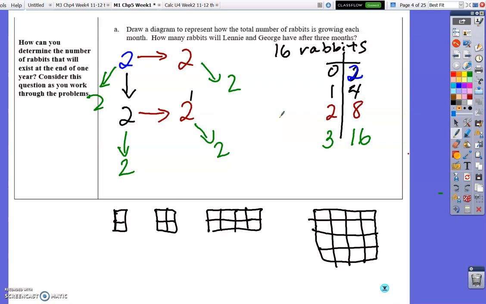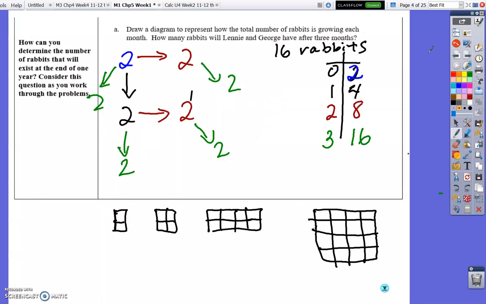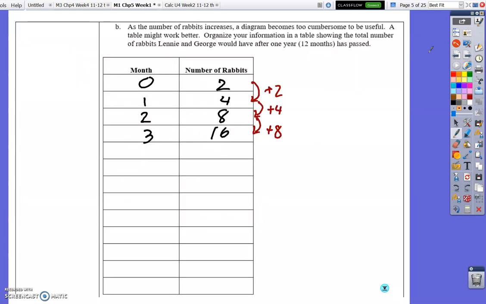The diagram became too cumbersome and it stops being useful after a while. The table was, for me, better. I'm really glad that the textbook talks about the cumbersome use of a diagram. What else is happening? How do I know the next number is 16? I think if we look at this pattern, 2, 4, 8, 16, what's happening is doubling. So I'm going to go ahead and write that down. We are doubling.